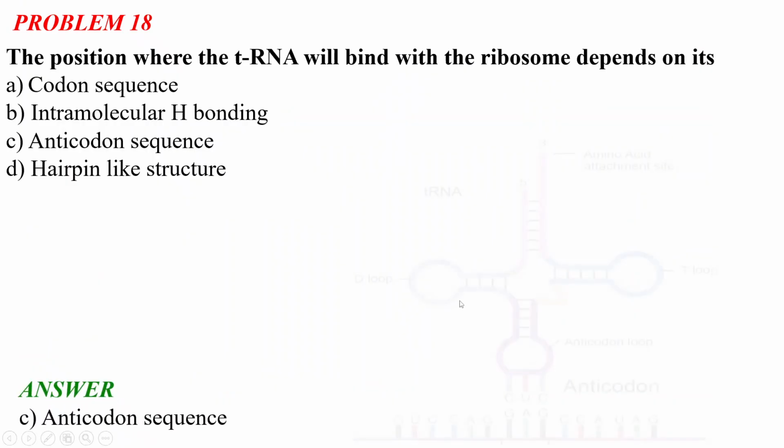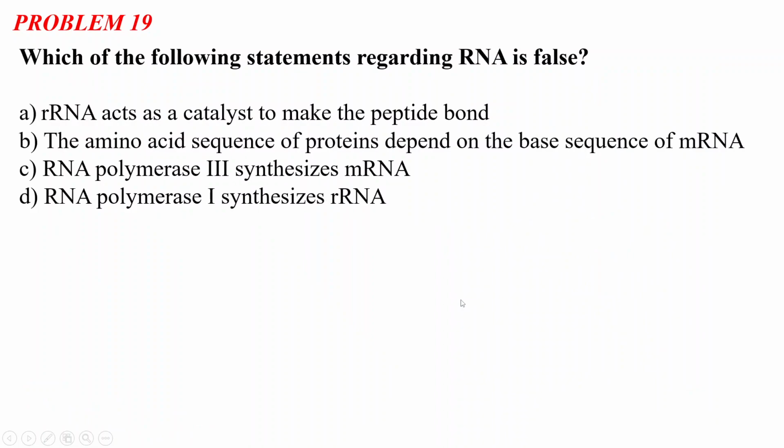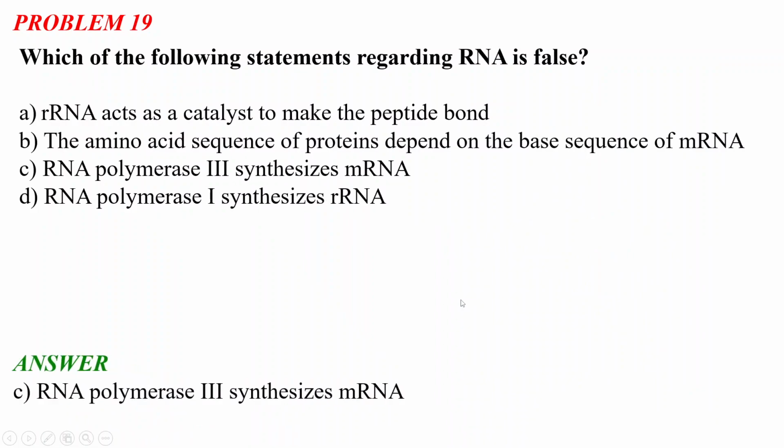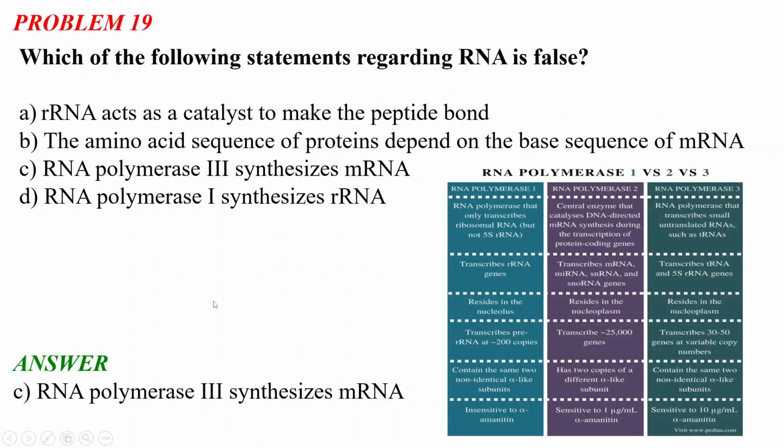Okay, now coming to the next problem, number 19. The correct answer is C, RNA polymerase 3 synthesizes mRNA. This statement is false. There are three kinds of RNA polymerase enzyme: 1, 2 and 3. So, this is the comparison between the three enzymes.